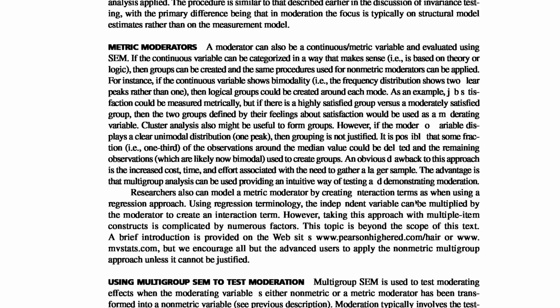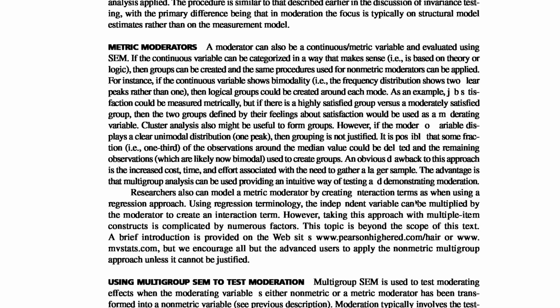It is possible that some fraction, say one third of the observations around the median value, could be deleted and the remaining observations, which are likely non-bimodal, used to create groups. An obvious drawback to this approach is the increased cost, time and effort associated with the need to gather a larger sample. The advantage is that multiple group analysis can be used, providing an intuitive way of testing or demonstrating moderation.